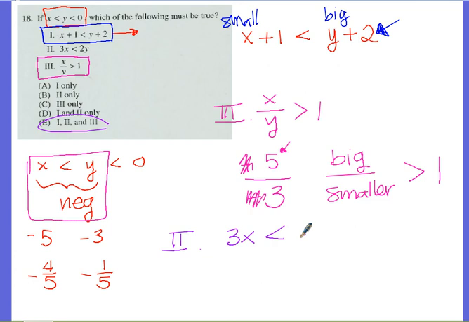3x less than 2y. So you're taking a negative number here, and you're making it more negative. What do I mean by that? You're multiplying it by 3, it makes a negative number more negative, kind of looking at a number line. Here's -5, and if you multiply it by 3, it makes it go this way 3 times as far. Here, you're only making it more negative by 2.